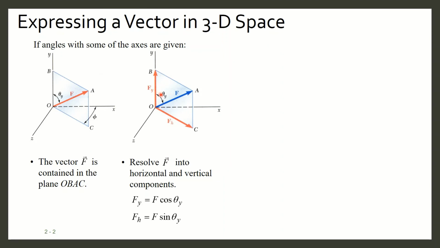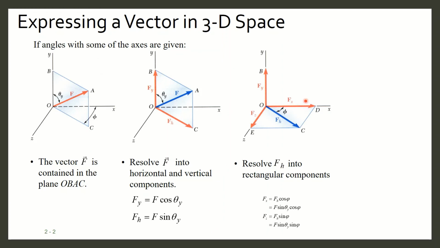So for resolving in the y direction, it is very simple, because you know this angle. Then this Fy will be simply F cos theta y. Okay. And in the horizontal direction, we can resolve similarly. Fh is equal to F sin theta y. This is the same as we are doing in 2D. So we are resolving the vector in this plane OBAC. So Fy will be F cos theta y and Fh will be F sin theta y.